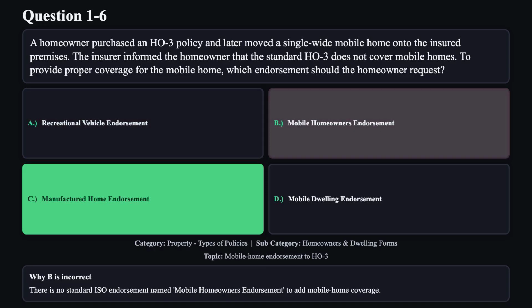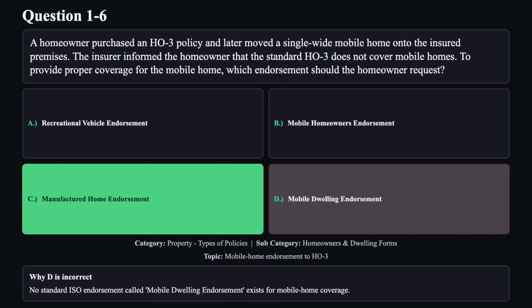Reason B is not correct. There is no standard ISO endorsement named Mobile Homeowners Endorsement to add mobile home coverage. Reason D is not correct. No standard ISO endorsement called Mobile Dwelling Endorsement exists for mobile home coverage.